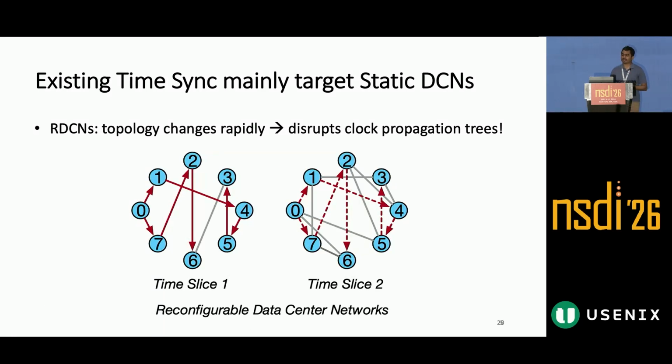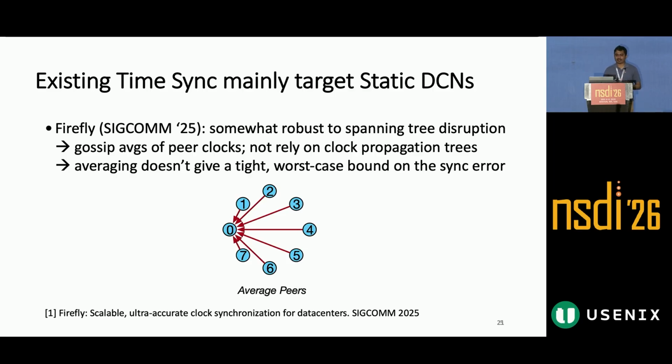But in reconfigurable data center networks, the topology changes rapidly, and therefore it disrupts the clock propagation trees. A recent work called Firefly is somewhat robust to spanning tree disruption. This is because it uses gossip averages of peer clocks, and it does not rely on clock propagation trees. However, averaging does not give us a tight worst case bound on the sync error, which is exactly what we need in order to size the guard bands in reconfigurable data center networks.